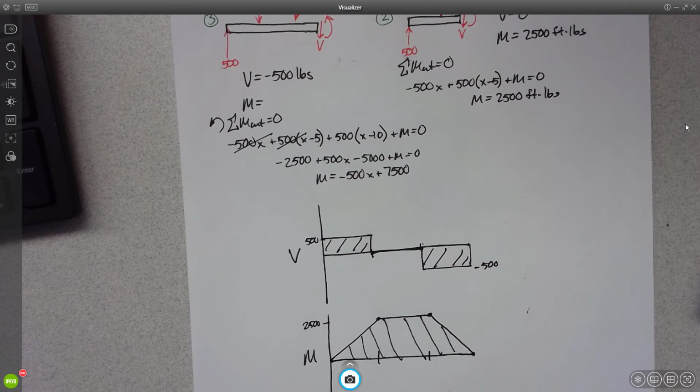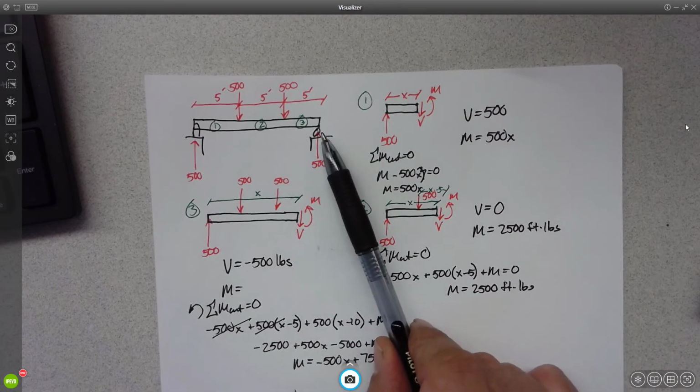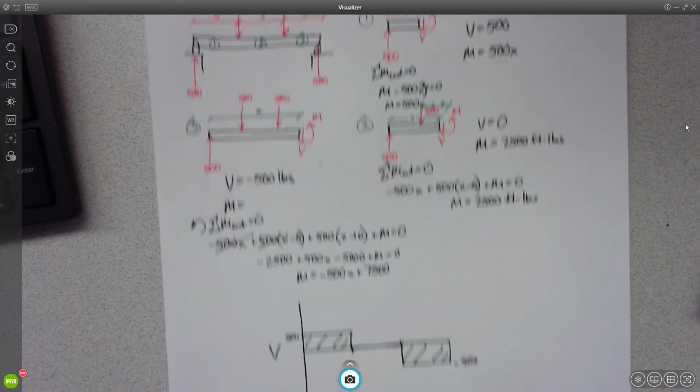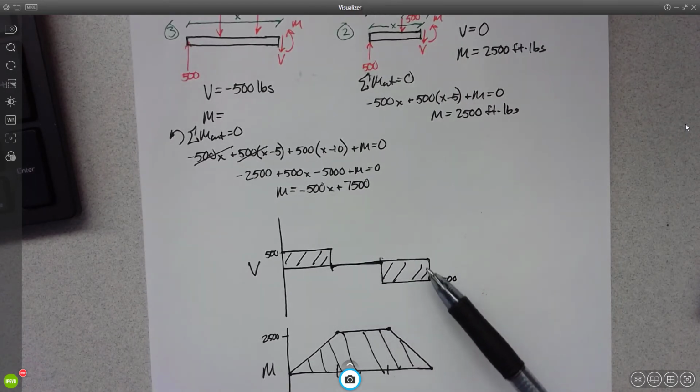We didn't need the end force, the one on the right side. So the question is, we didn't need the end force, the 500 on the right side. No, because what we're doing is developing the equations that go just between the loads, right? So you can see it's kind of discontinuous where the loads occur. Same thing at the end there.